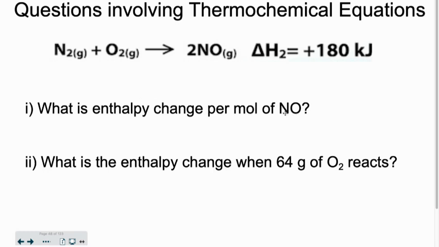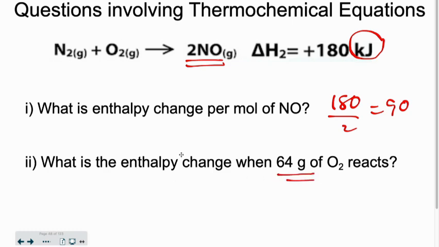So what is the enthalpy change per mole of nitrogen monoxide? Keep in mind that this is written as kilojoules, not as kilojoules per mole. So if I said, okay, how much energy is released per mole of nitrogen monoxide? Well, sorry, in this case, it's not released, it's absorbed. In this case, 180 kilojoules is absorbed for 2 moles of nitrogen monoxide. So for 1 mole of nitrogen monoxide, like I said earlier, I would just take that number, 180, and divide it by 2, and that's going to give me 90 kilojoules. You could also be asked a question like this.